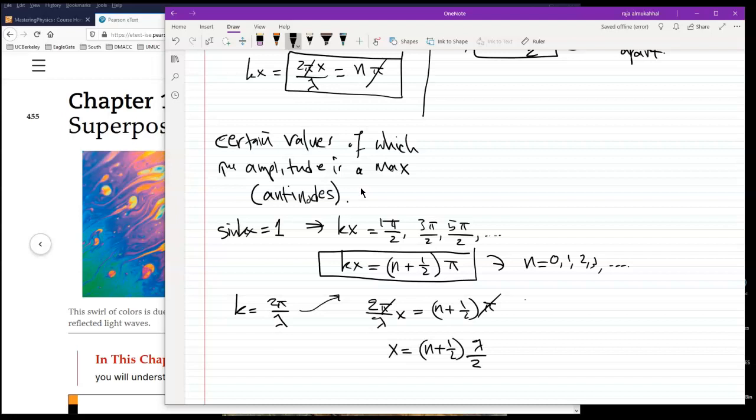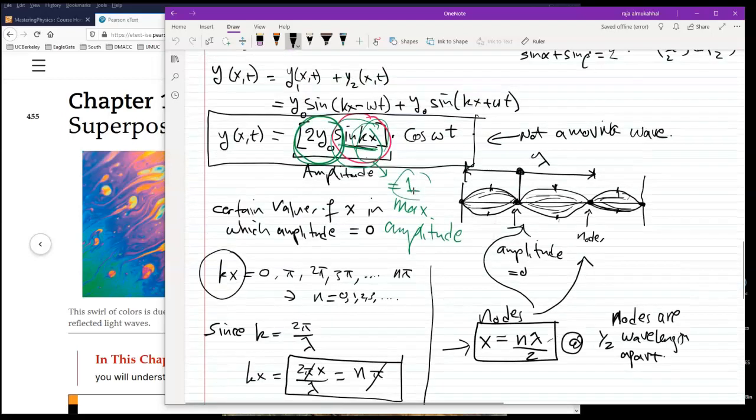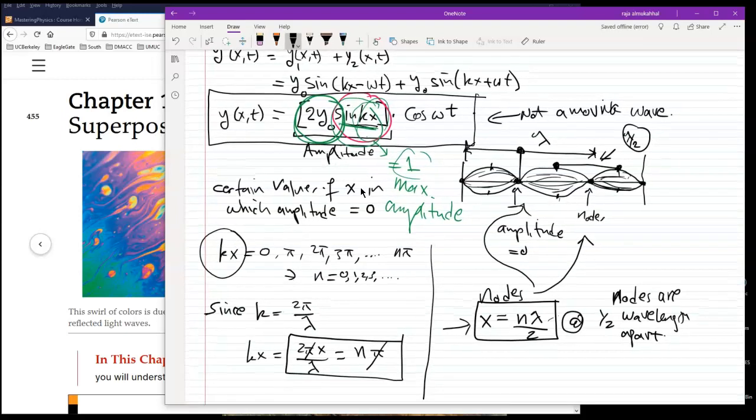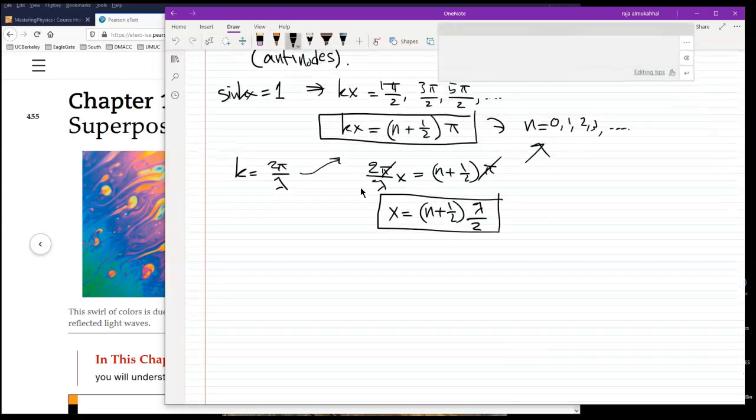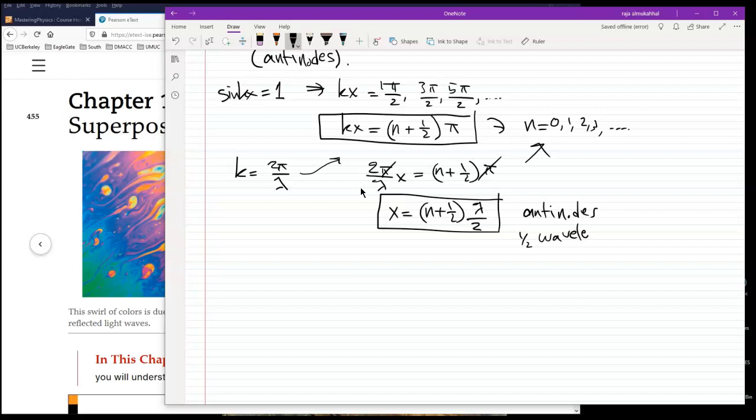Where n here is equal to that. And there we go. These are again half a lambda apart, and it makes sense. Look at the picture here. They are half from here to here. That's a distance or length of lambda over 2, right? So in this case, they have antinodes half a wavelength apart.